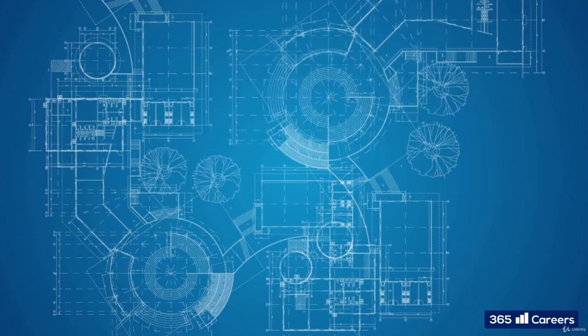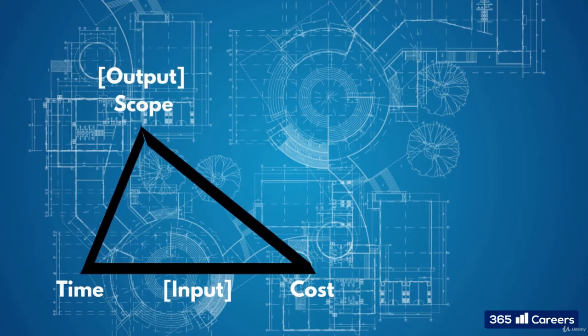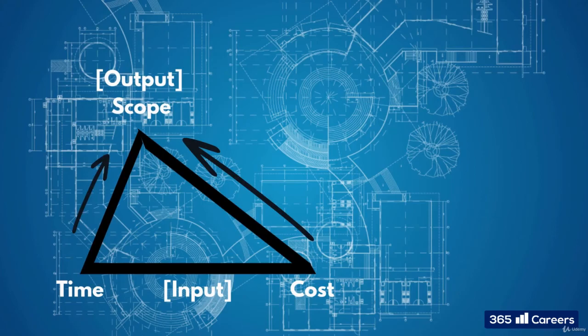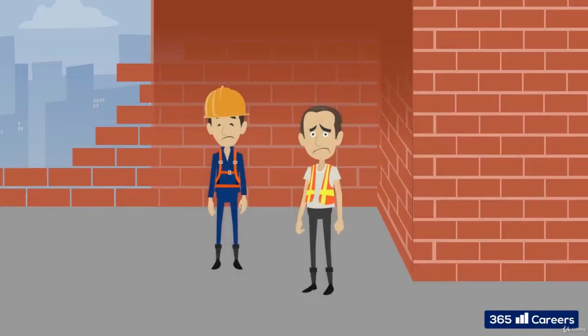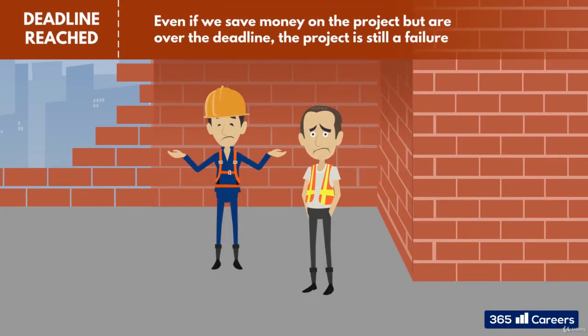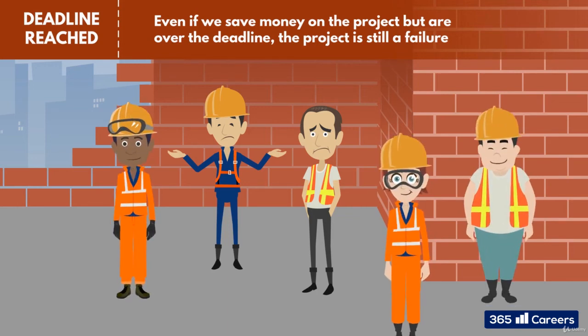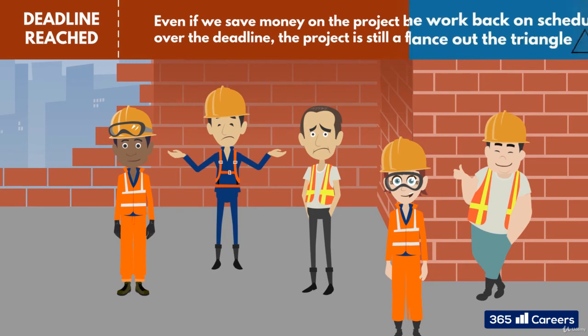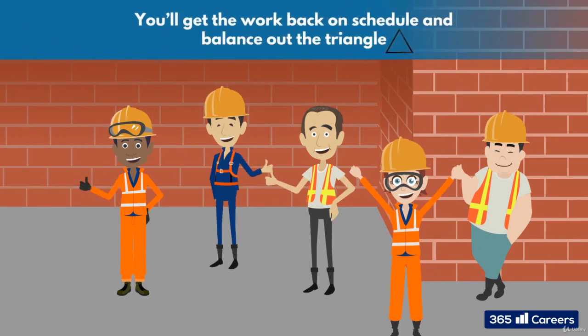And if you remember our triple constraint triangle, we've become a bit unbalanced. Even if we save money on the project but are over the deadline, then the project is still a failure. So you must focus on fixing the area where the problem lies. By performing these calculations, you can see that perhaps if you spend some of the extra money you saved and hire more labor, then you'll get the work back on schedule and balance out the triangle.